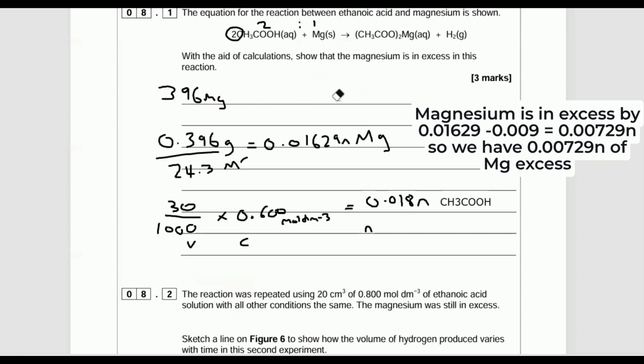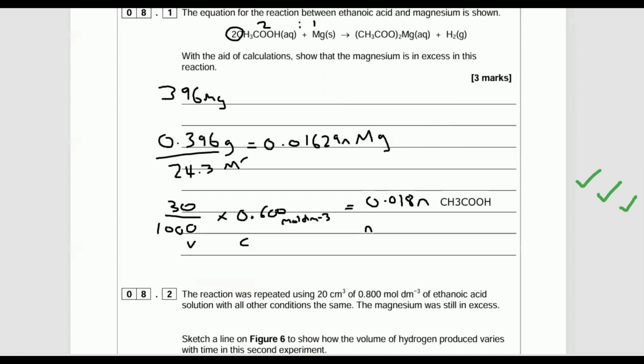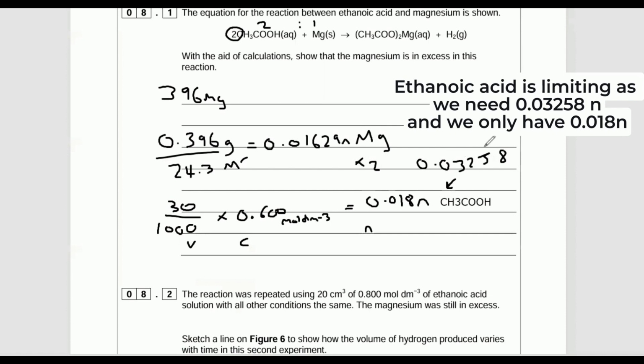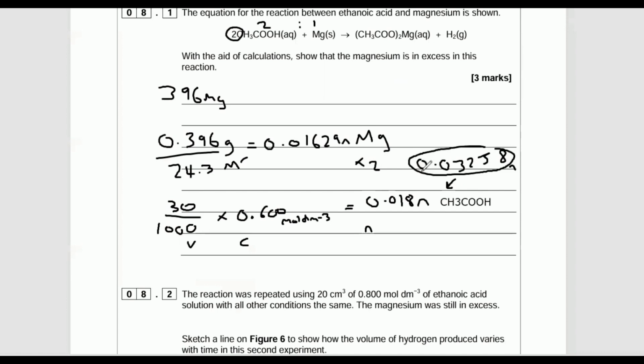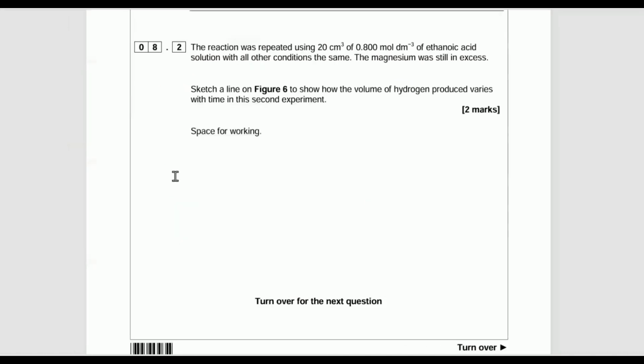Another way of doing this to show that the magnesium's in excess, another calculation we could use, is we could say, well, how much ethanoic acid do we need? Well, if I've got 0.01629, I could times that by 2 and say, in order to use up all that magnesium, I would need 0.03258, but actually we've only got that. So that's how much ethanoic acid you would actually need in moles, and we don't have that. So again, there are different ways.